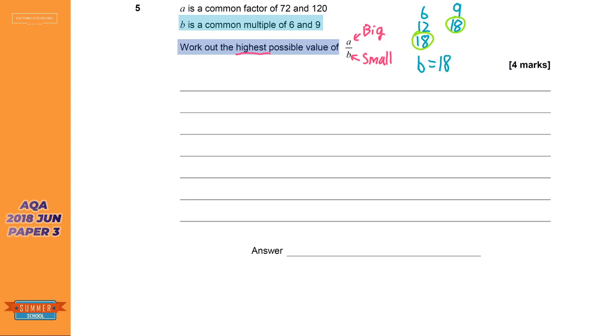Now, there are different ways of doing A. If you're really good with factors, which some of you will be, you can just do it straight away.